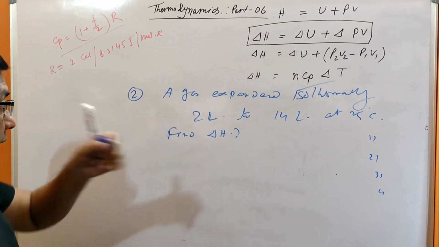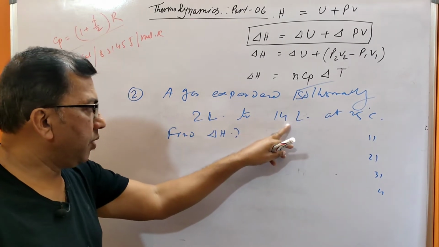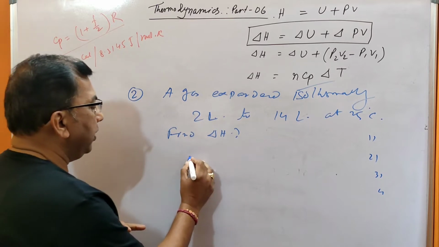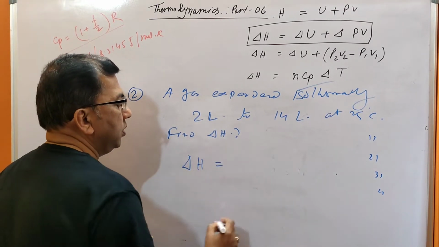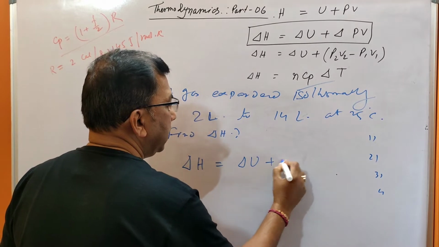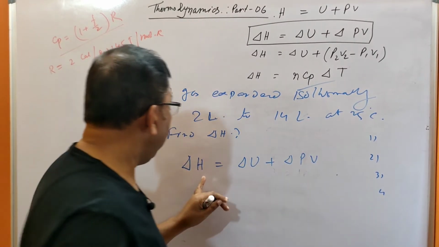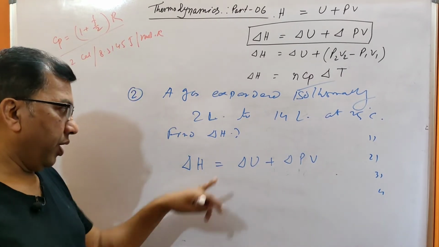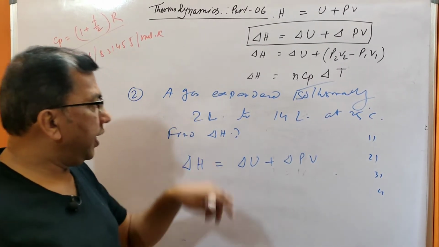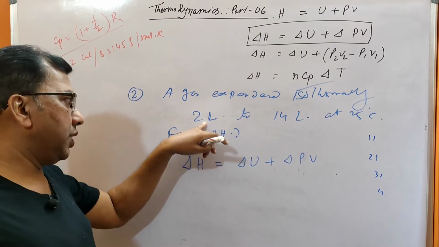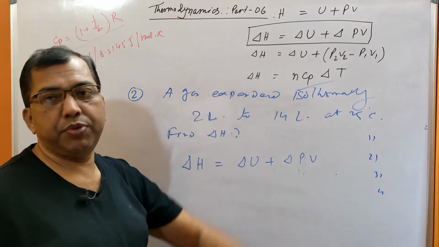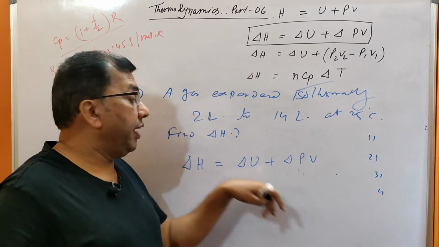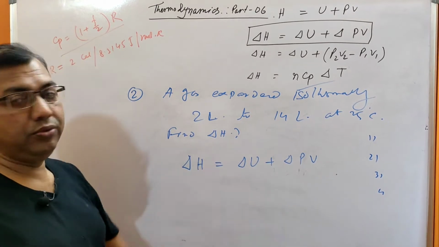So find a gas expanded isothermally from 2 liter to 40 liter at 25 degrees centigrade. Find delta H. Clear? How? We know delta H equals delta U plus delta PV. Clear? What is given here? Only the volume change, 2 liter to 40 liter, and constant temperature, that is isothermally. So how will you apply that and put the value?